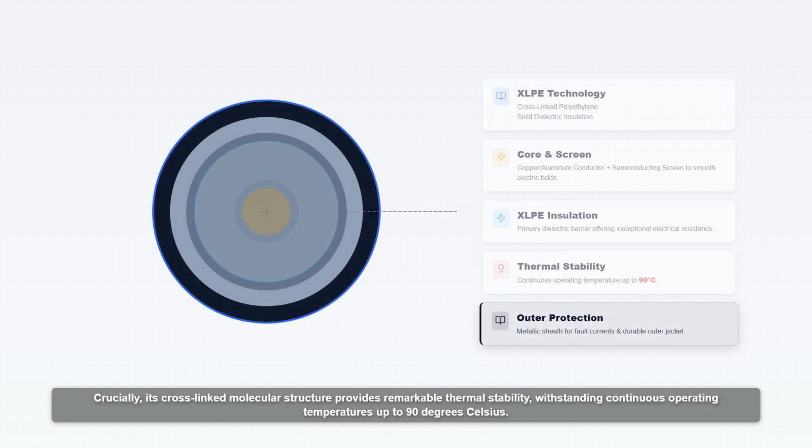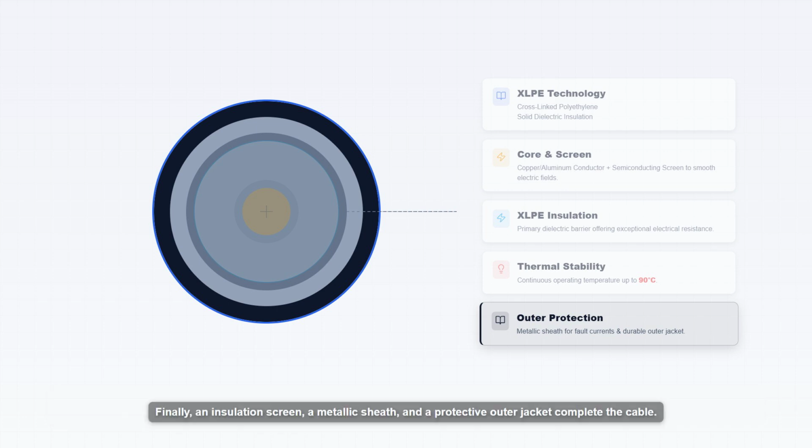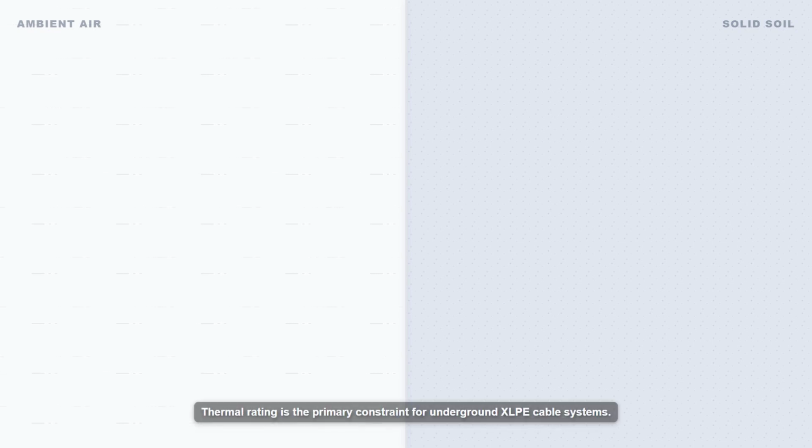Crucially, its cross-linked molecular structure provides remarkable thermal stability, withstanding continuous operating temperatures up to 90 degrees Celsius. Finally, an insulation screen, a metallic sheath, and a protective outer jacket complete the cable. Thermal rating is the primary constraint for underground XLPE cable systems.